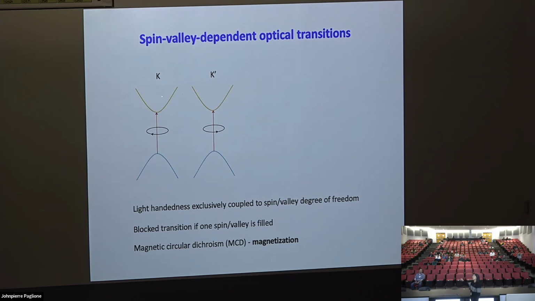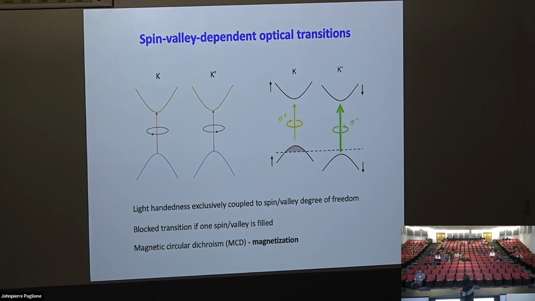So for example, at the K valley, this transition is one handedness, and then if you go to the other valley, it's the opposite handedness. So now let's say for whatever reason, either because you apply an external magnetic field or there's some internal magnetic field, those two valleys are not balanced anymore. So in this case, this one is higher. So then if the Fermi energy goes right here, then this transition will be blocked, right? And only this transition is left.